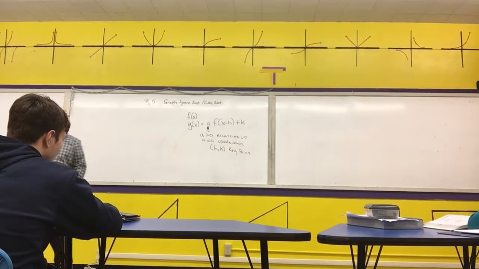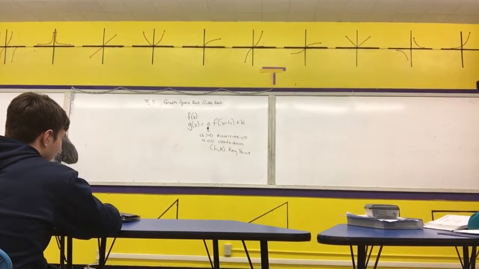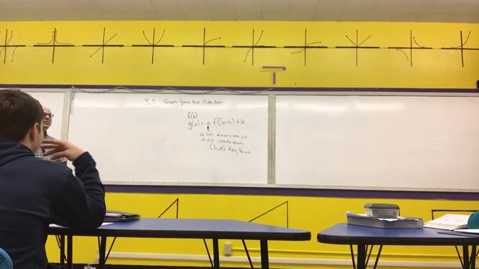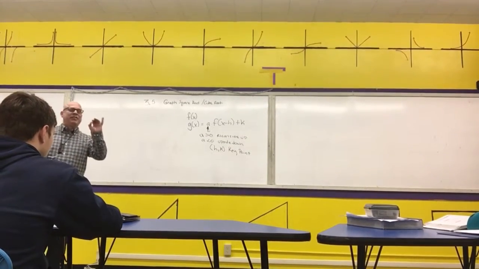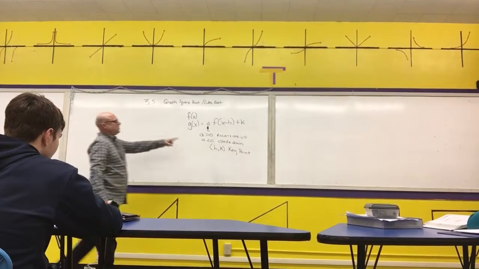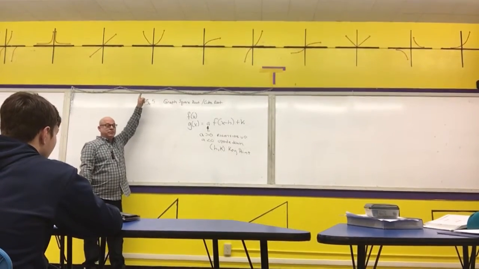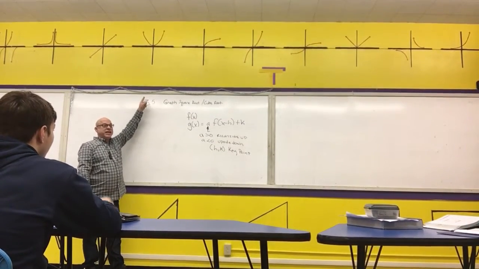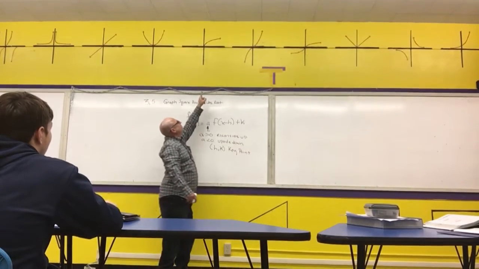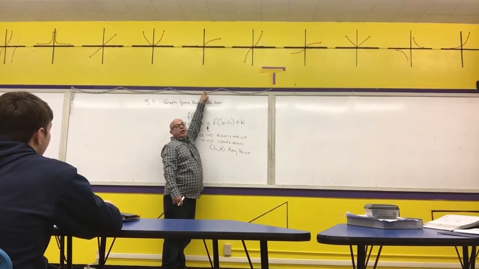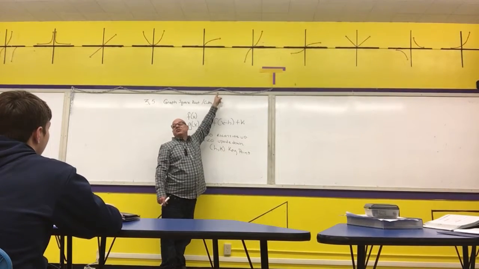What? This looks exactly like... Yes, it does look exactly like the stuff we were doing in vertex form. Because it means the exact same thing. In vertex form, what's the key point of a parabola? Vertex, right? Okay. What do you think the key point's going to be here? 0, 0. It's where that graph starts.